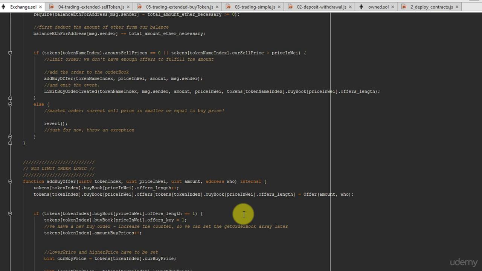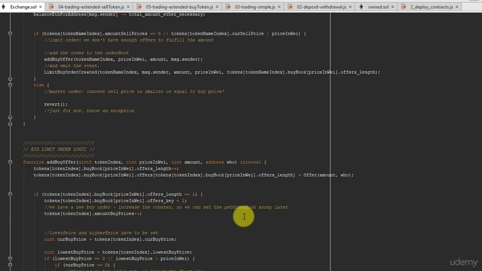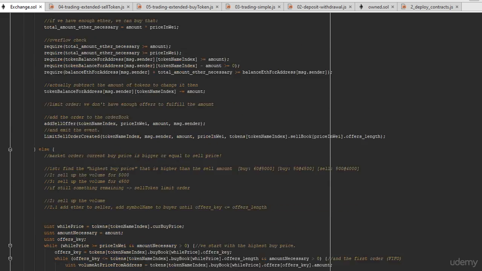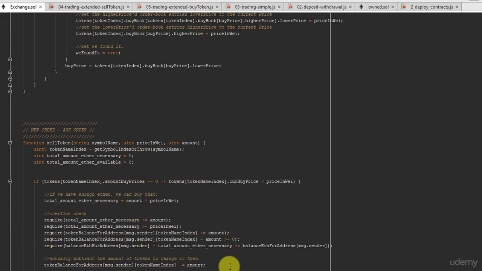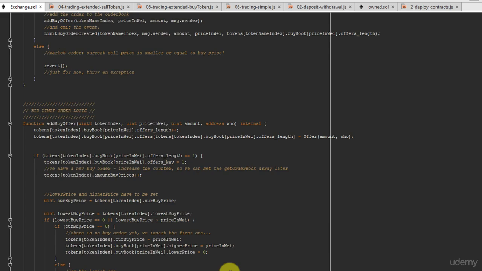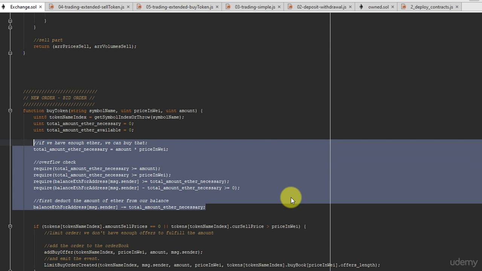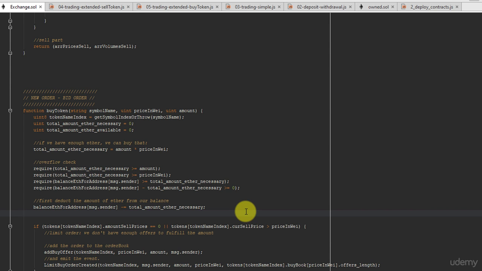If you go back to the previous lectures where we were writing the code for the sell token market orders, you basically can follow this code, but you have to invert it. Obviously, it starts from the cheapest sell offer and goes to the more expensive one. Please mind the events, that it's emitting the right events. And also please mind that the right balance is deducted from the person who wants to actually buy tokens.